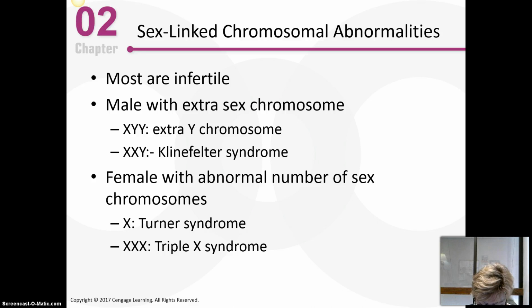Oftentimes they're shorter. They have cognitive deficiencies, such as in math and visual spatial skills. So again, with Turner syndrome, the two things in particular you want to remember are that these women will be infertile, and they also have math and visual spatial skill deficiencies. The last one that is also found in women is three X's. It's triple X syndrome. They have lower language skills and poor short-term memory.